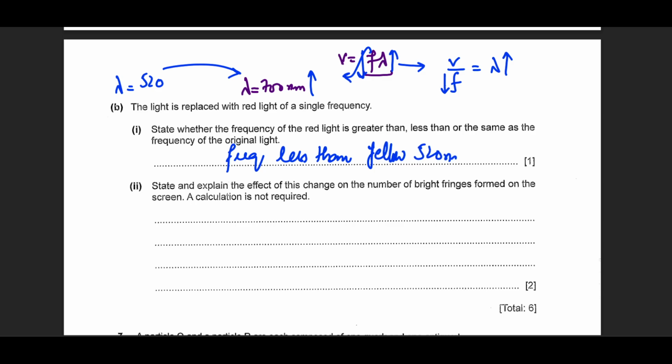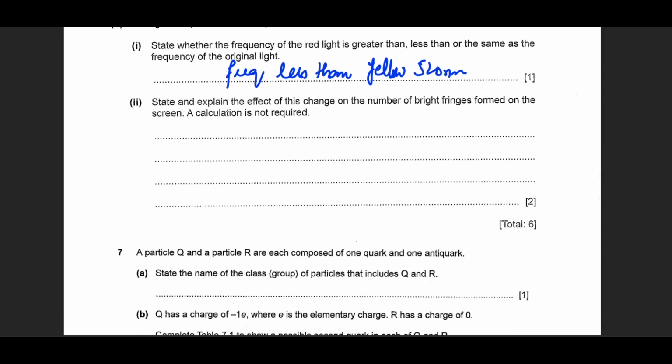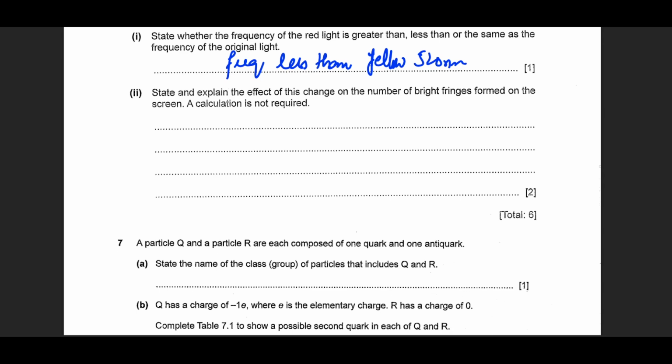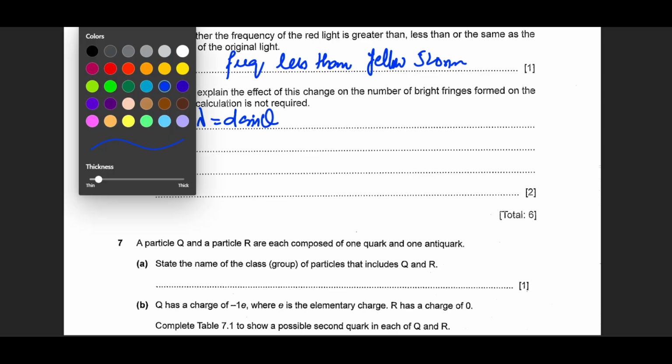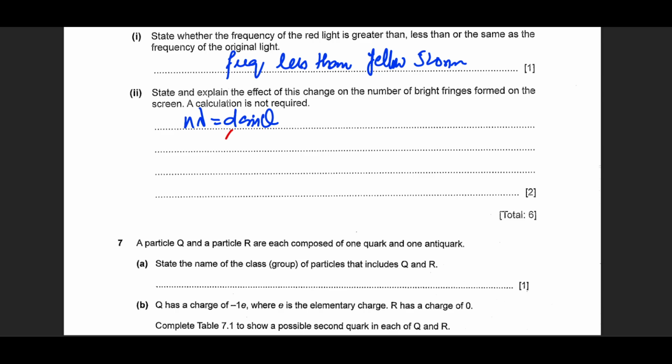Then he says state and explain the effect of changes on the number of bright fringes formed on the screen. Okay, no problem. So based on the formula n lambda equals d sine theta, he's asking us about the number of fringes. Are we changing something else? Are we changing the distance between the diffraction grating slits? No, we are not doing that. Are we expecting a different angle? No, we are not expecting a different angle. So what's going to happen?